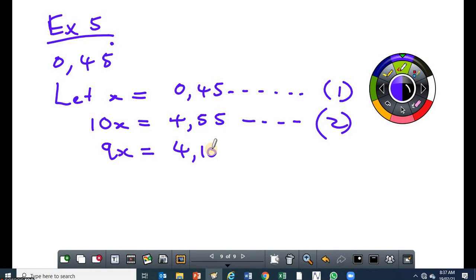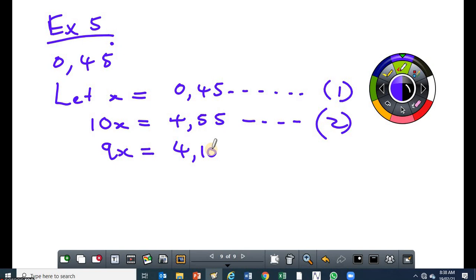Okay. If you multiply by 100, you might complicate the question. Right? The best multiple of 10 that you can use is 10 itself. Okay. Why 10? Because there's one digit that's recurring. The 4 is not recurring. It's only the 5. Okay? Then we can convert this.